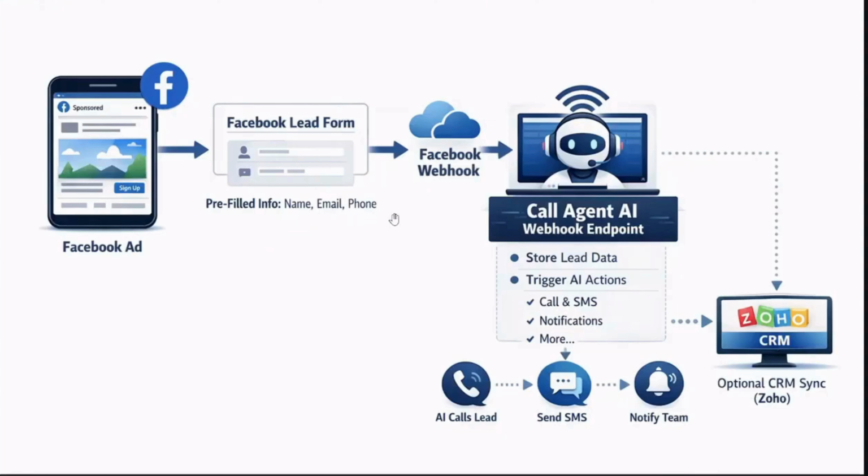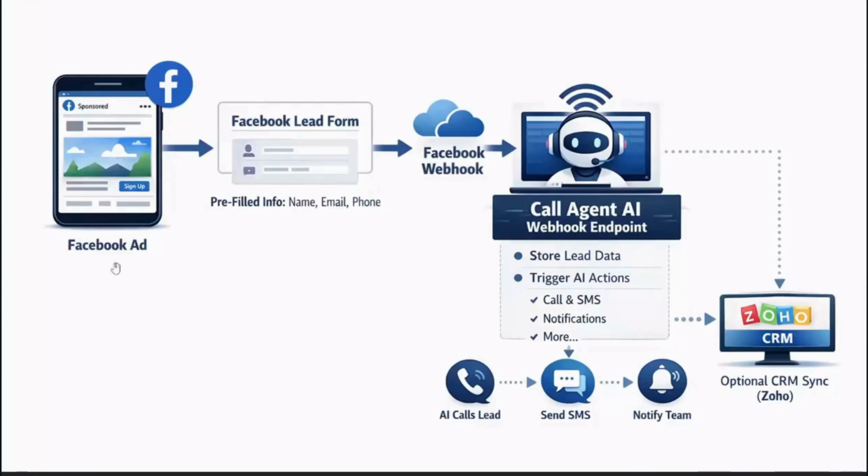Once your AI assistant has been connected to your Zoho CRM, you can now implement a Zoho automation that automatically triggers outbound calls whenever a new lead is created in your CRM. These leads can come from Facebook ads, Google ads, landing pages, or any other marketing platforms integrated with Zoho CRM.